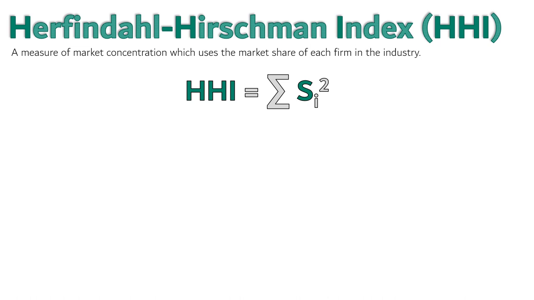The Herfindahl-Hirschman Index, or HHI, is a measure of market concentration which uses the market share of each firm in the industry. You can calculate the HHI with this equation. It's the sum of each market share squared. Let's learn about this with an example.